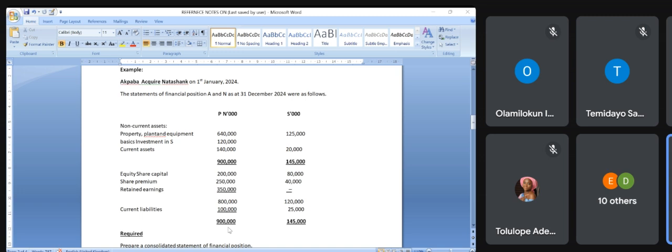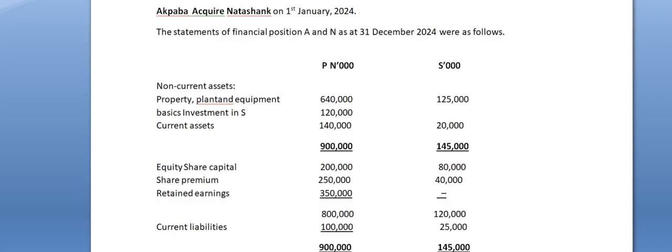You only make use of it when you are doing your adjustments, when you are to determine the fair value of the net asset of the subsidiary. That is when you make use of it, or when you are determining goodwill. As you proceed, you will be seeing some of these things. Is that taken? So let's go to the solution of this question.